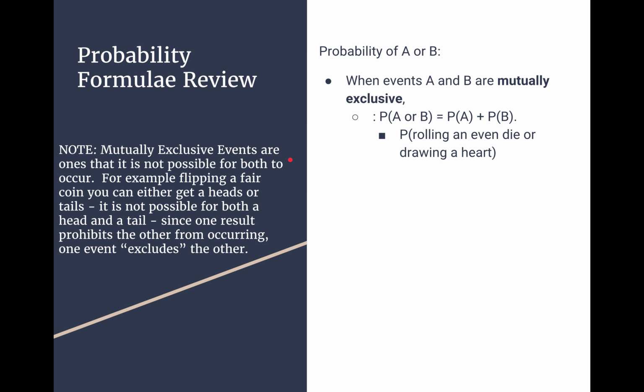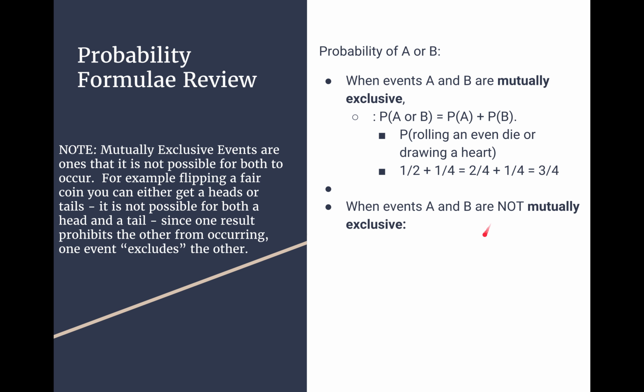So, the probability of rolling an even die or drawing a heart. Well, the probability of rolling an even die is 1 out of 2. These are mutually exclusive events, plus getting a heart, which is 1 out of 4. Create a common denominator. I'm going to rewrite my 1 out of 2 as 2 out of 4. So it's going to be 3 out of 4.